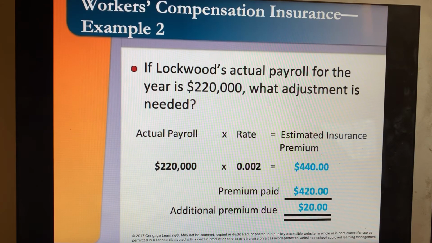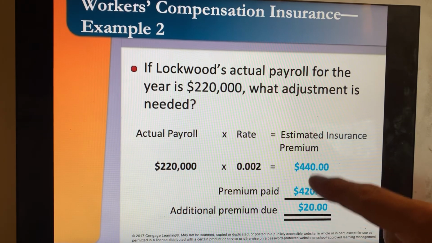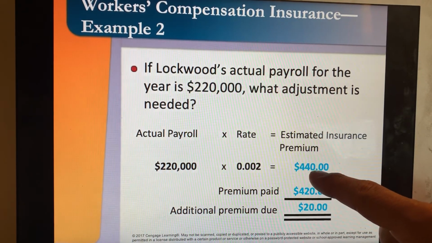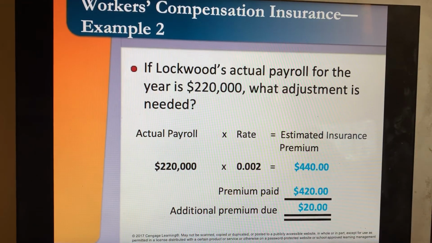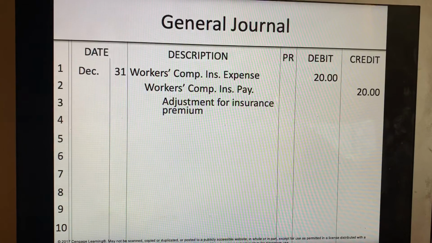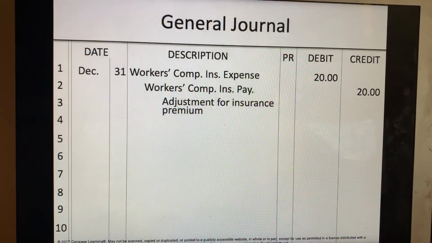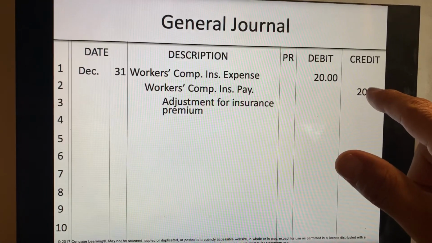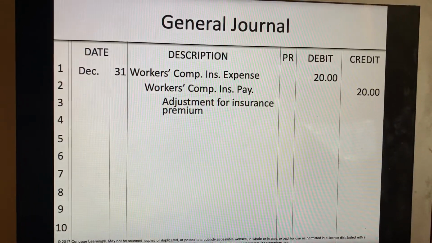Okay, so actual payroll for the year is $220,000. What adjustment is needed? So the premium is $440, but the estimated premium was $420. So the difference is going to be $20 additional premium we have to pay. So we record $20 workers' compensation insurance payable. Here we're creating a payable at this point. Okay, we haven't paid it yet.